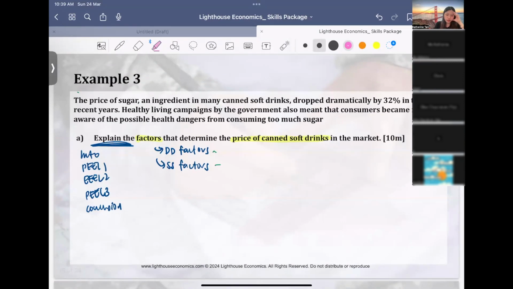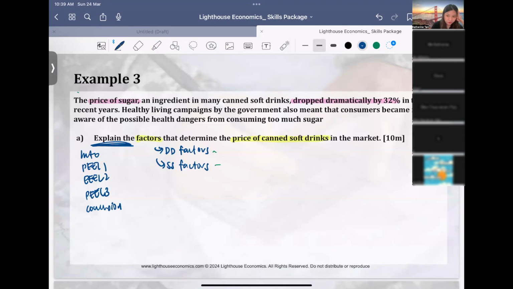Price of sugar, ingredient in many soft drinks, dropped dramatically by 32%. So you know that this is a demand and supply factor. Y'all remember? I think maybe y'all forgot everything. Everything given back to teacher.